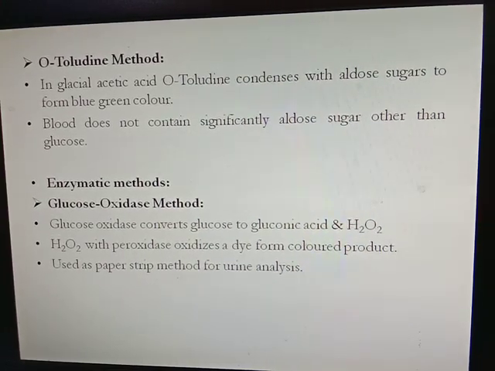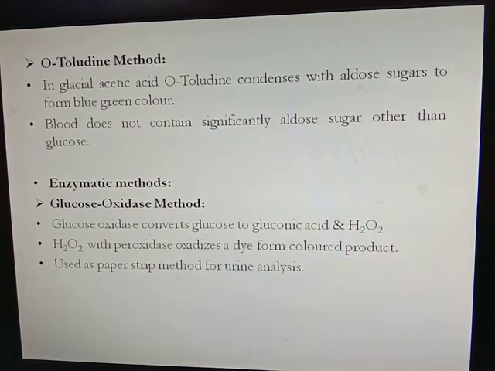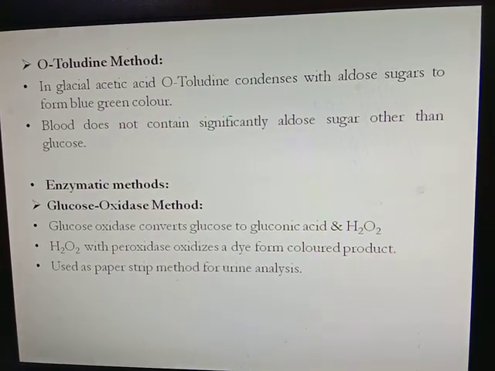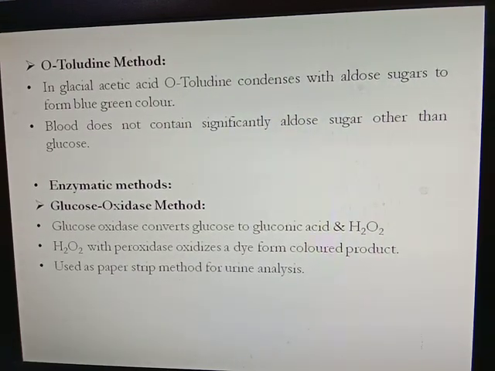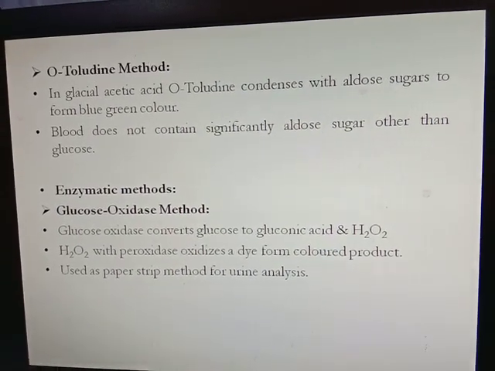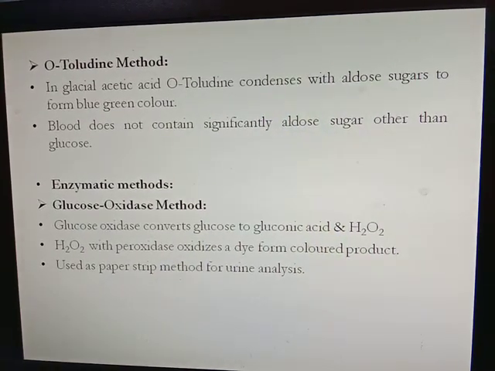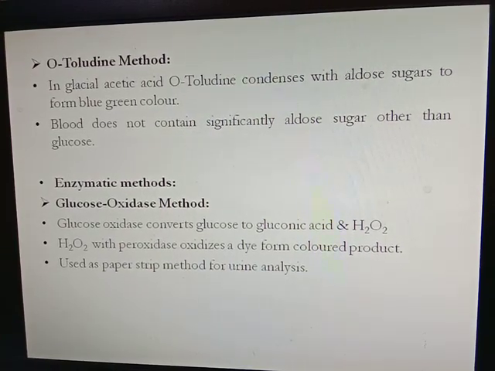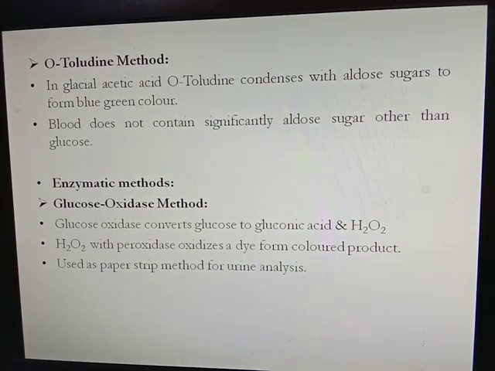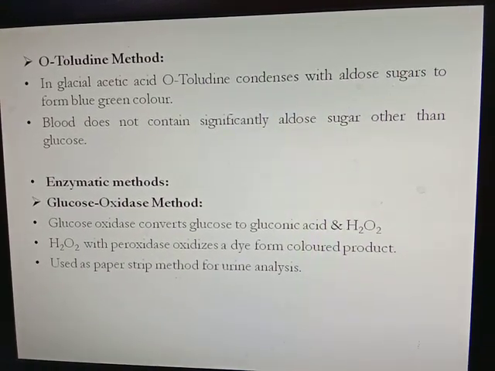estimating is the aldose sugar glucose, because whenever fructose is metabolized, it is also metabolized by glycolysis, and other sugars like galactose are also converted into glucose prior to metabolism. So the Folin-Wu method and the O-toluidine method are the chemical methods used for the blood glucose estimation.